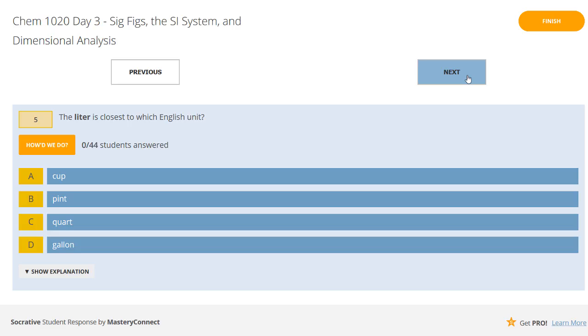Take a look at it. What is this closest to in terms of English units? Is it closest to the cup, pint, quart, or gallon? What is it closest to?